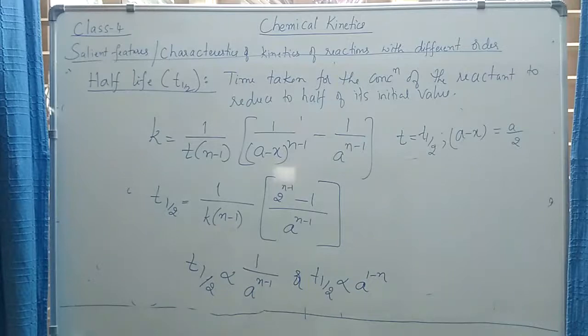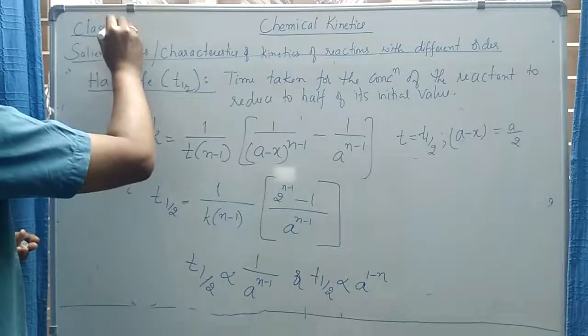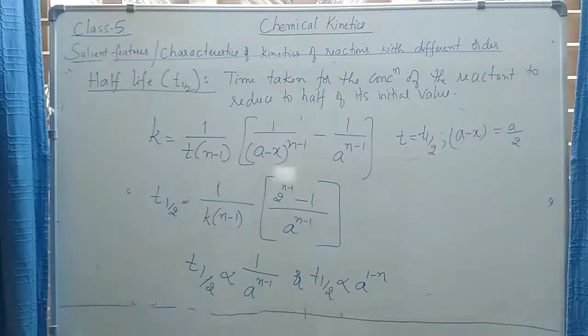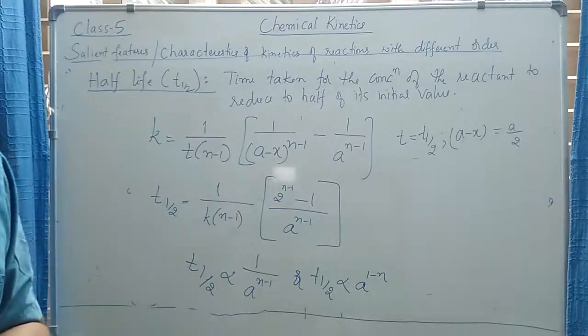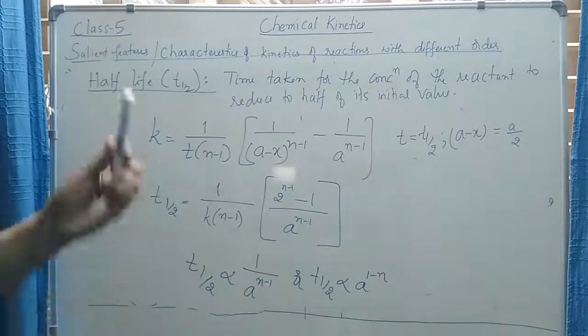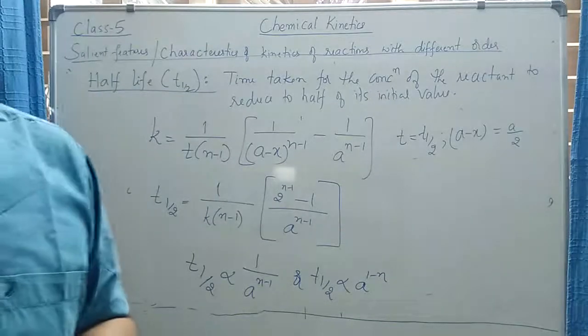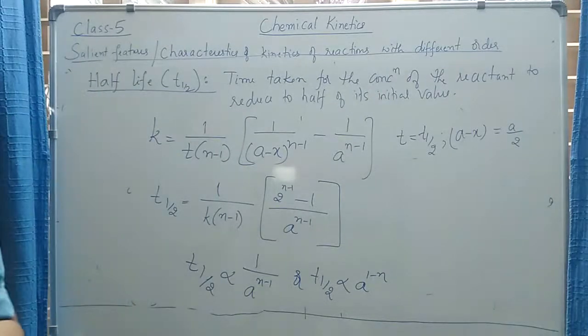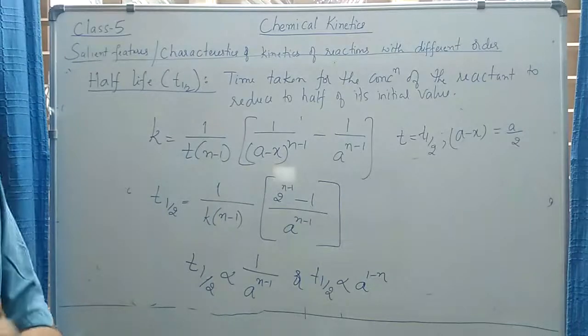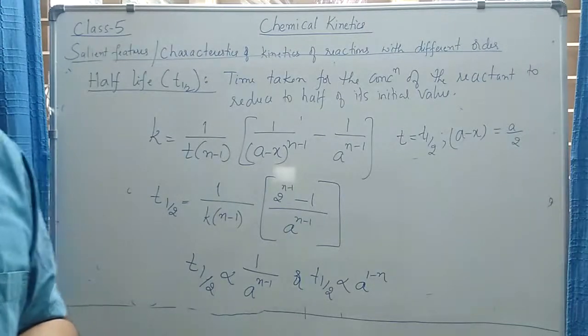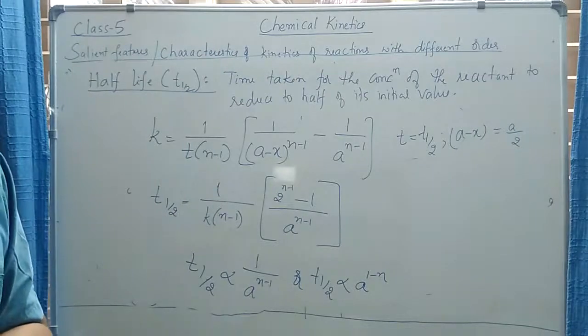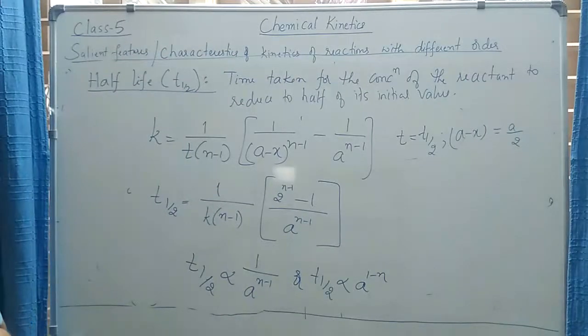So in these two videos, class 4 and class 5, we tried to concentrate on some mathematical aspects or the salient features or characteristics of zeroth order, first order, second order, and nth order reaction. In the next class, we will discuss the actual topic, that is reversible reactions and parallel reactions. So we will discuss the chemical kinetics of reversible and parallel reactions.